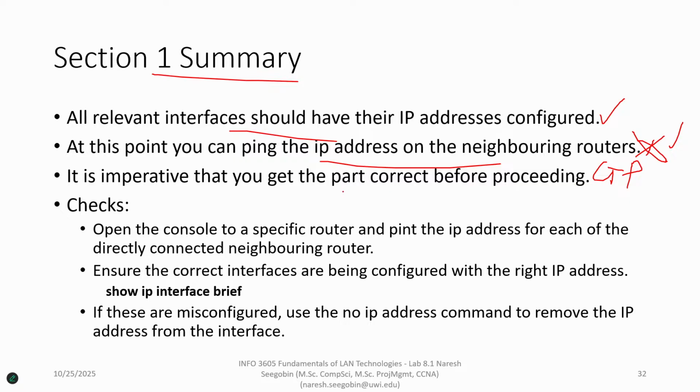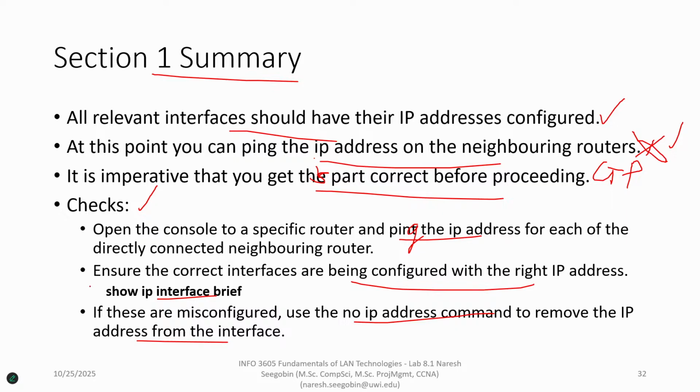It's imperative I get this part correct before proceeding, because if it's not working, and this is for a group project as well, it's not going to work out, right? So we're going to do some checks. Open the consoles, ping the IP address for each directly connected neighboring router, and show, which is what I just did. Make sure they're configured with the right IP addresses, right? If these are misconfigured, use the no ip command and remove it if it is a problem, right? And that's why I did the show IP to make sure it's matching up with what I did on the interface.